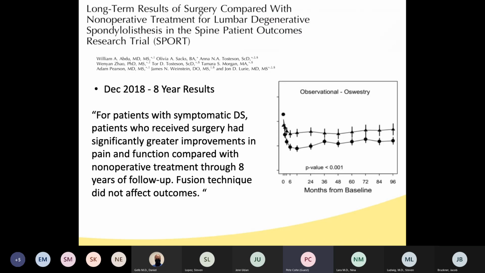And then they followed these results for 8 years, and they showed that these benefits were still sustained even after 8 years in the ODI scores, and that those benefits were still significantly better. In this study, especially in the initial study, they divided out what types of surgery the patients had. In this 8-year result study, there was a group of patients who had a decompression surgery alone without fusion, but they didn't have enough numbers to really include them in the analysis. So for the most part, these results reflect patients who had a fusion surgery versus non-operative.